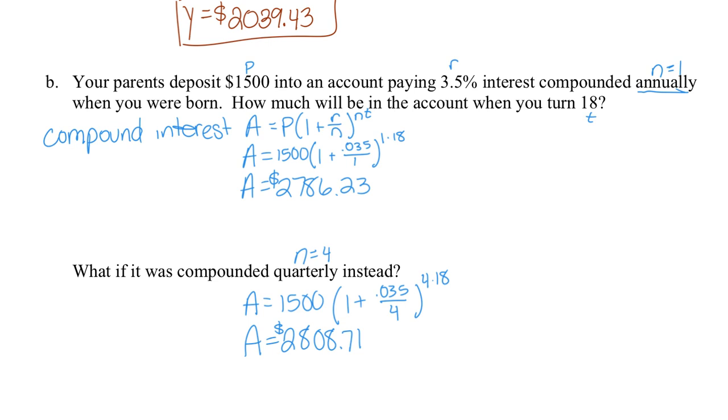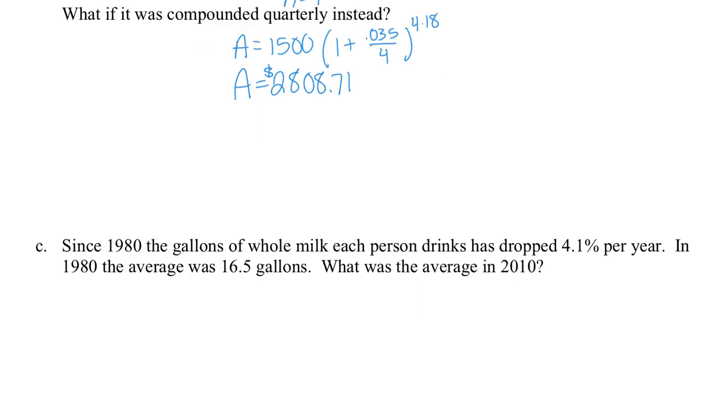All right, last example here. We have, since 1980, the gallons of whole milk each person drinks has dropped 4.1% per year. In 1980, the average was 16.5 gallons. What was the average in 2010? So now we're back to regular exponential equation. So A times B to the X. Here is our A. That's our starting amount. So 16.5. And now let's find our B, find our ratio.